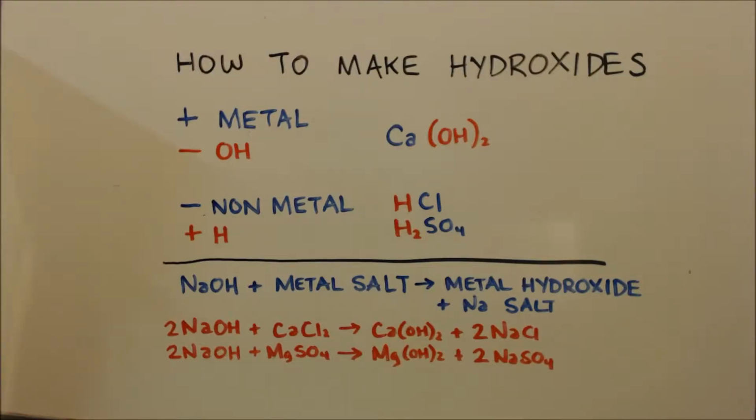I'm here to show you how to make hydroxides. A hydroxide is just a metal and also an OH. And you should think of that OH as part of water. Okay, so it's a positive metal and a negative part of water.